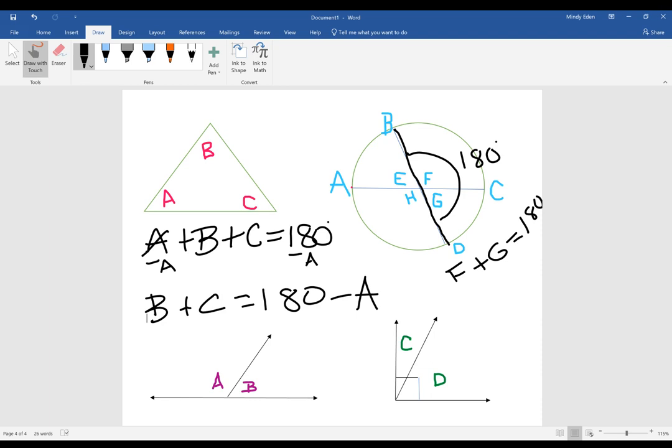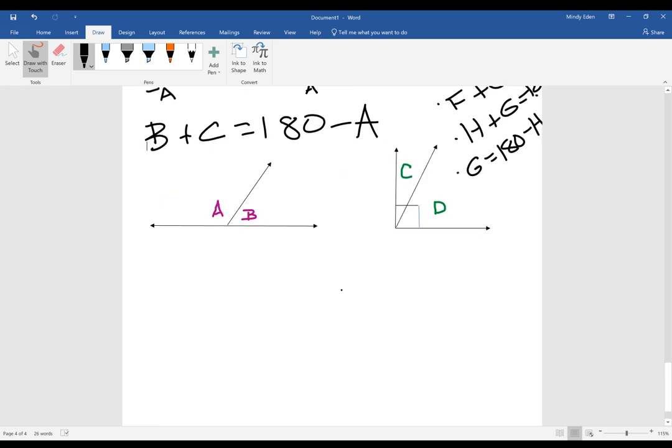Another way is they could tell us that AC is a diameter. So if AC is a diameter, well, then I know I can take these two angles and they have to equal 180. So another equation could be H plus G equals 180. Now, same idea, I can manipulate this. If I subtract H from both sides, I can say G equals 180 minus H. And all three of these would be equivalent equations from this picture.